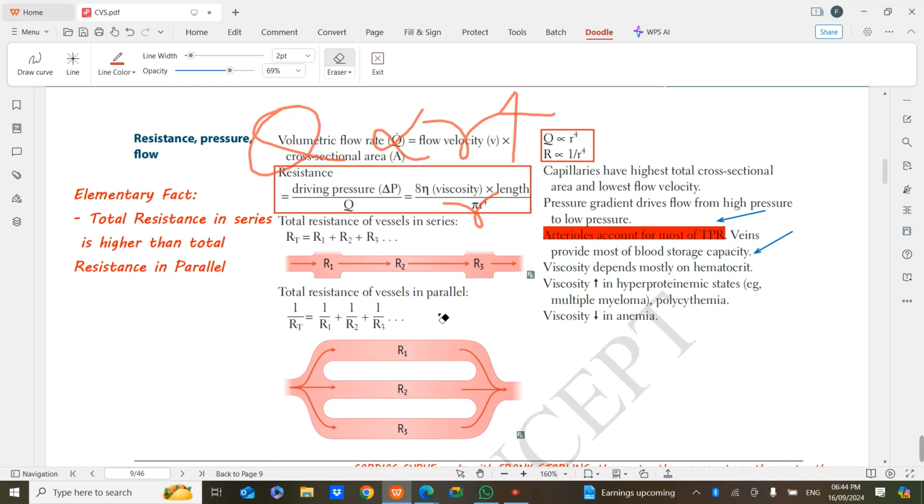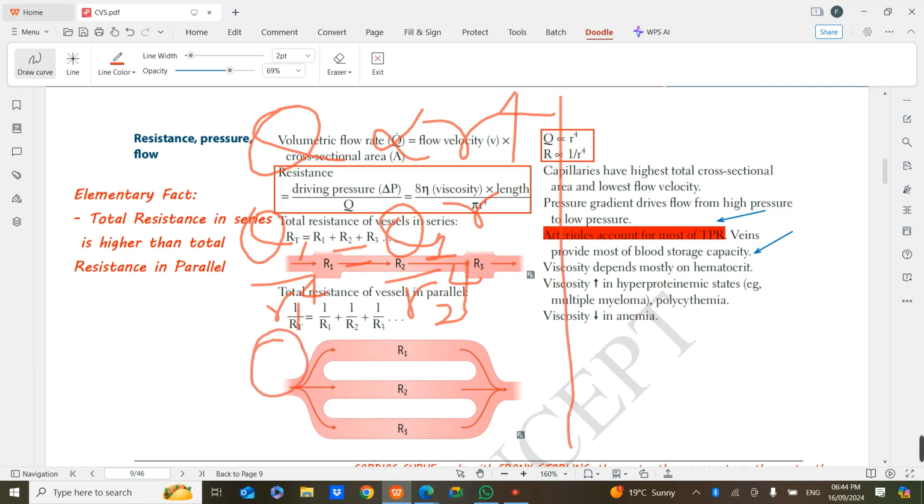So now, I will just say Q1. Let me write the formula here again: Q1 divided by R1 raised to power 4 equals Q2 divided by R2 raised to power 4. So what is my Q1? The question did not mention Q, so I will just say my Q1 is equal to Q.